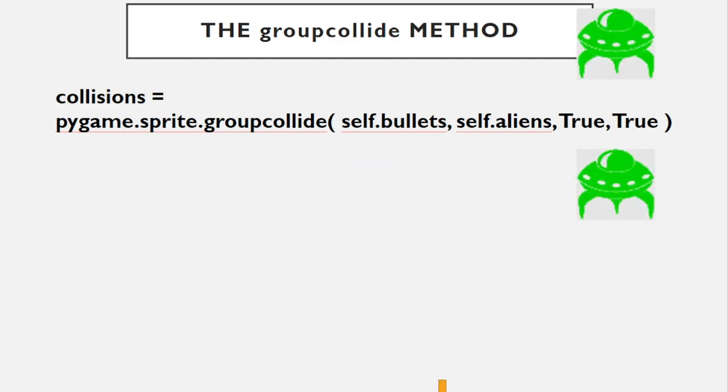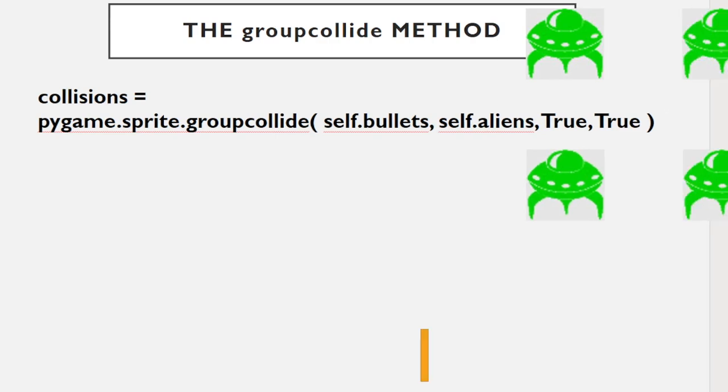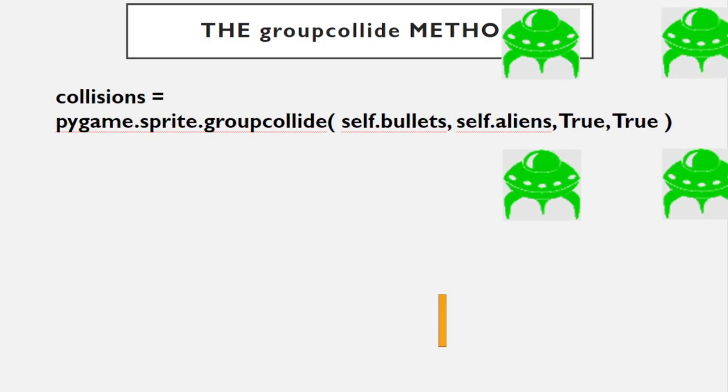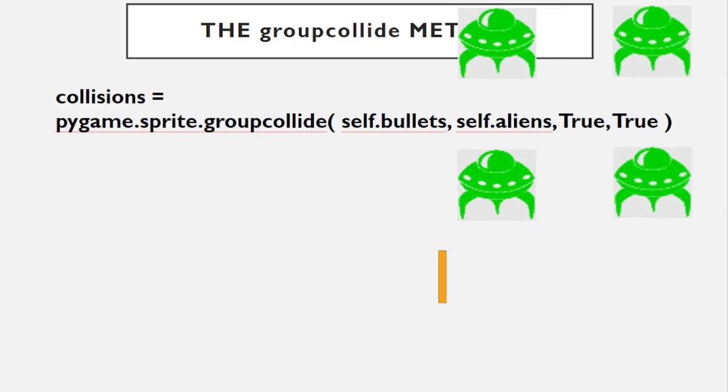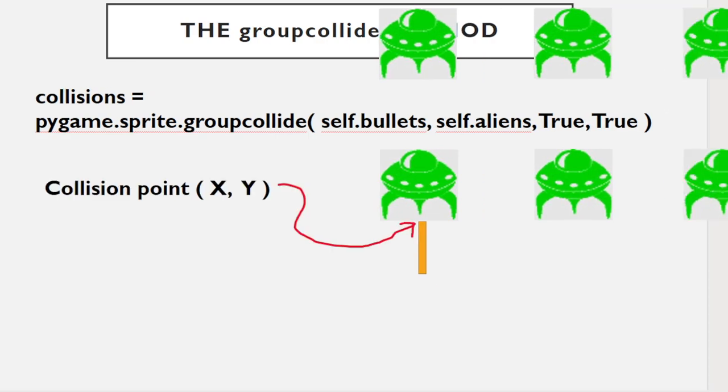And what happens here is the aliens come into play, and there's a bullet down there at the bottom, and the play goes on, and they move through. The surfaces move through, and it comes to a point where there is a collision. And this group collide method returns the x and y value of that collision as an entry into a dictionary.